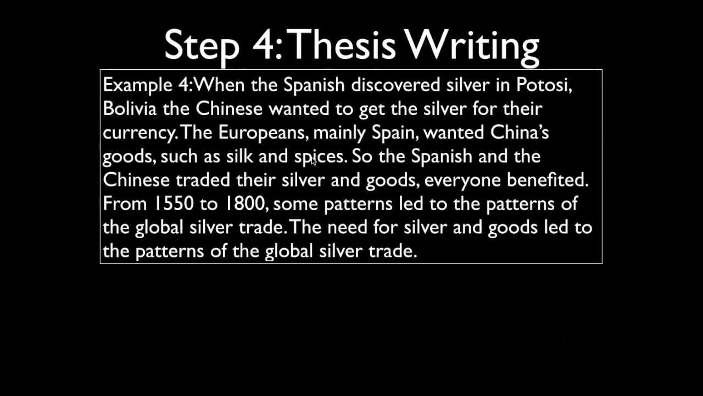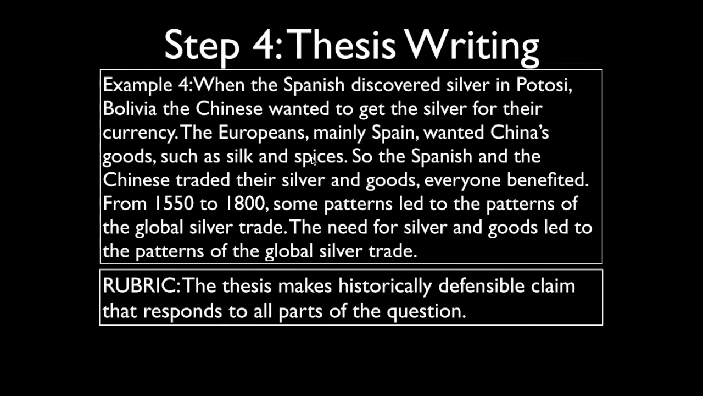What about this one? When the Spanish discovered silver in Potosi, Bolivia, the Chinese wanted to get the silver for their currency. The Europeans, mainly Spain, wanted China's goods, such as silk and spices, so the Spanish and the Chinese traded their silver and goods. Everyone benefited. From 1550 to 1800, some patterns led to the patterns of the global silver trade. The need for silver and goods led to the patterns of the global silver trade. So does this count as a point? Does this make a historically defensible claim that responds to all parts of the question? The College Board said, yes, it actually does.